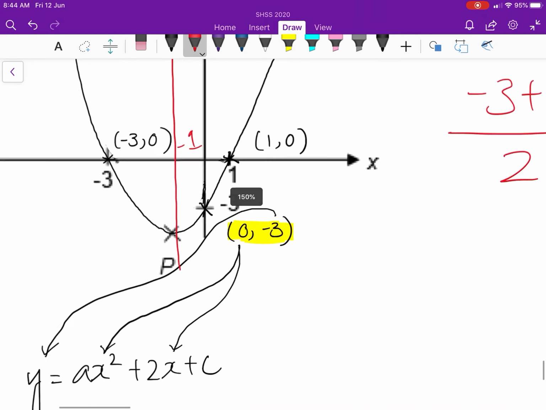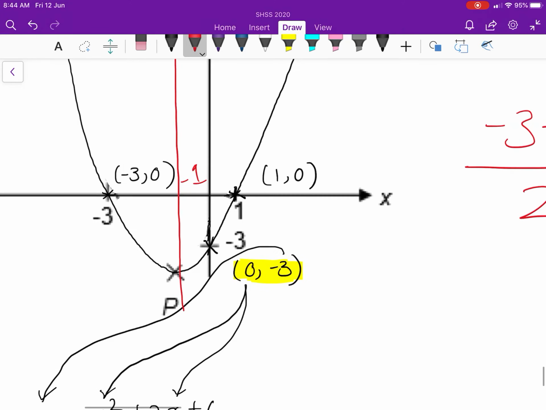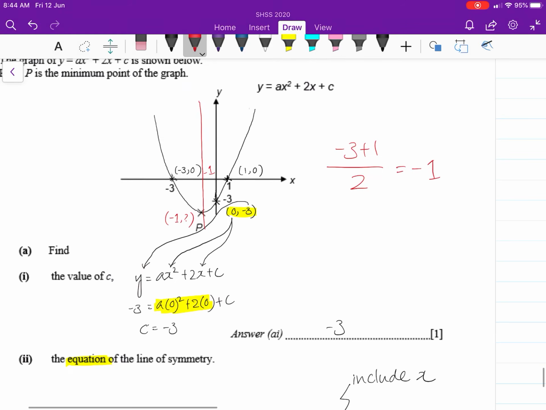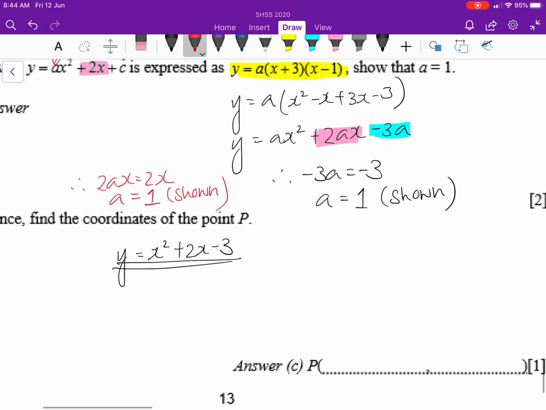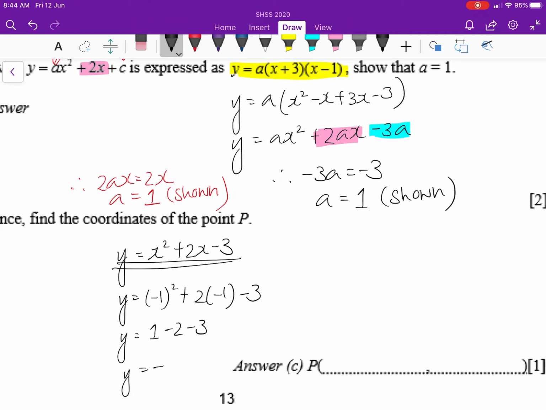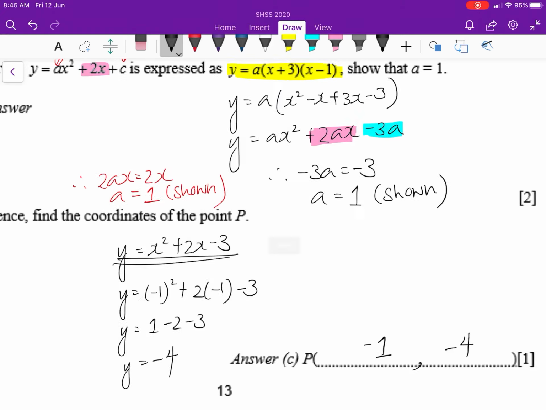Very simple. We know that the x coordinate of point P is minus 1. But we don't know what the y is. So just substitute minus 1 as x into the equation. So y equals 1 minus 2 minus 3, which is minus 4. So we all know P, the y is minus 4, the x is minus 1.